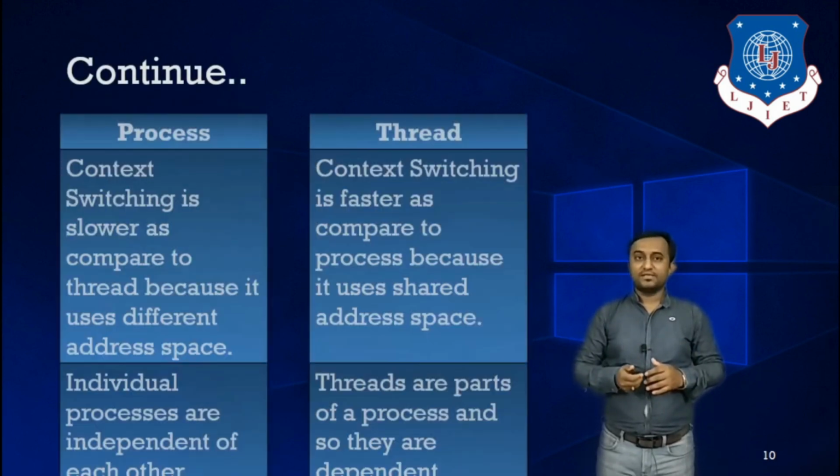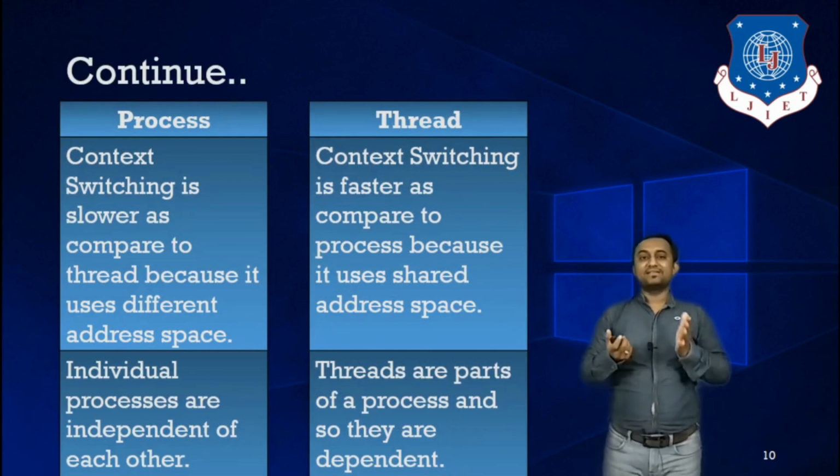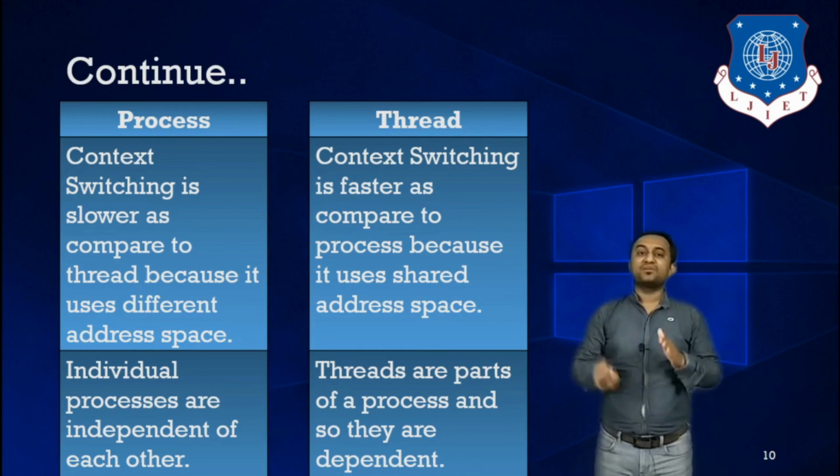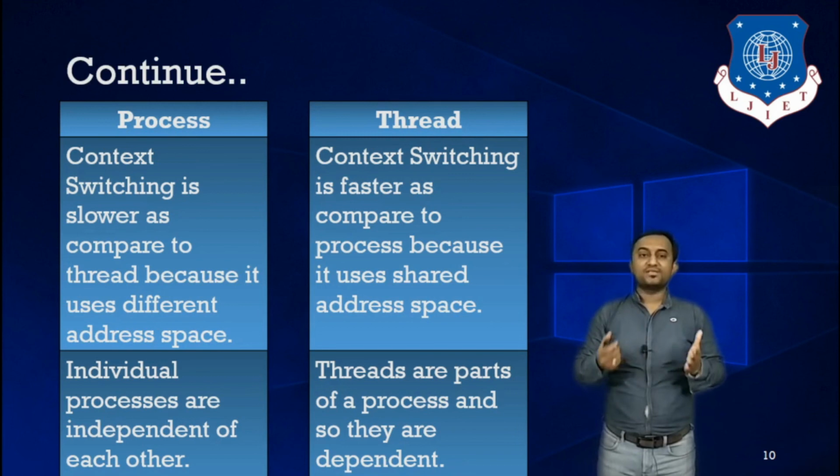Now the next difference is that context switching is slower for process because it uses different address spaces, whereas in the case of thread, context switching is faster because it uses shared address space. This is a self-explanatory point, as I told you in the previous slide. The next difference is that individual processes are independent of each other and threads are part of a process, and so they are dependent. Because processes do not share the same address space, they are independent in nature. But in this case, the different threads share the same resources, so that's why the threads are dependent.